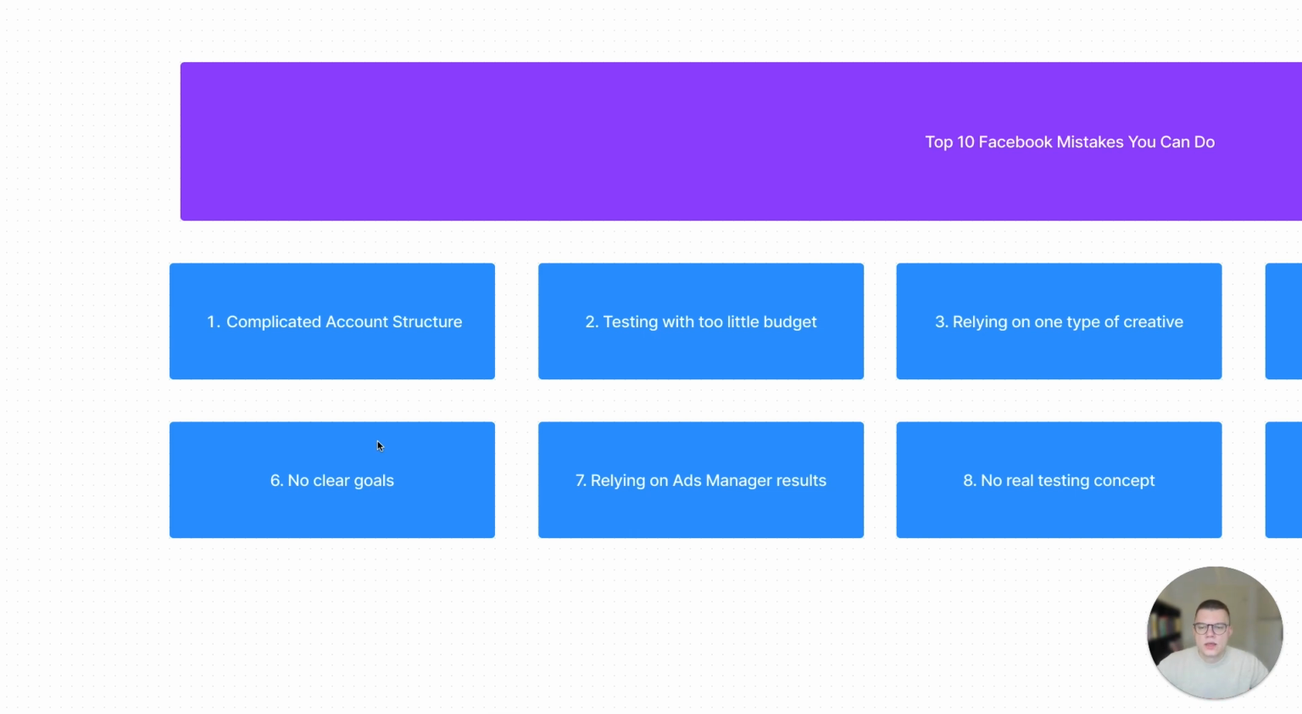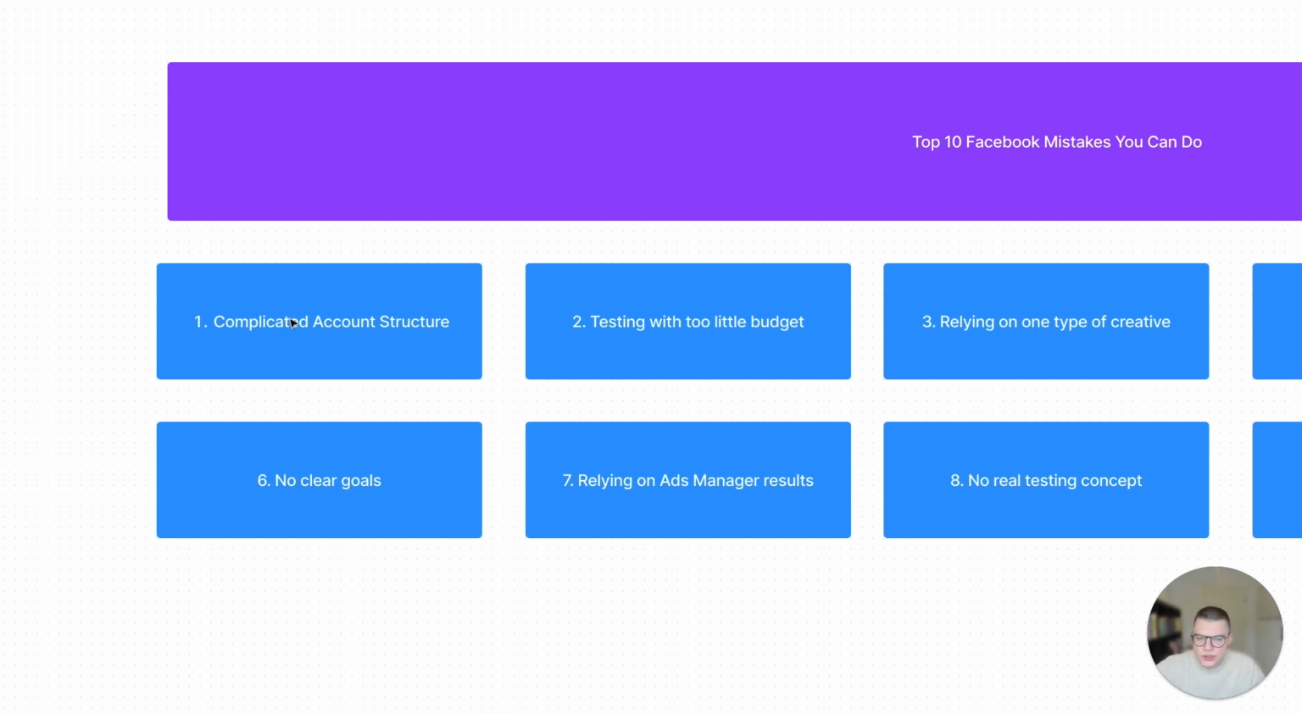But yeah, if you're spending anywhere from, let's say, 500 to 1,000, you might have only one campaign running. If you're testing a lot, two campaigns, one scaling, one testing. That's usually the account structure that I'm running with all accounts, whether you're spending 500, 5K, 10K, whatever. But yeah, that's the number one thing, complicated account structure.